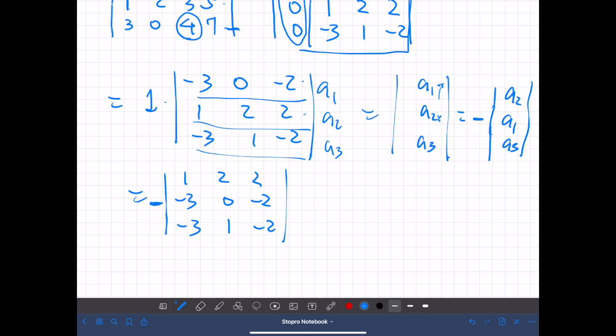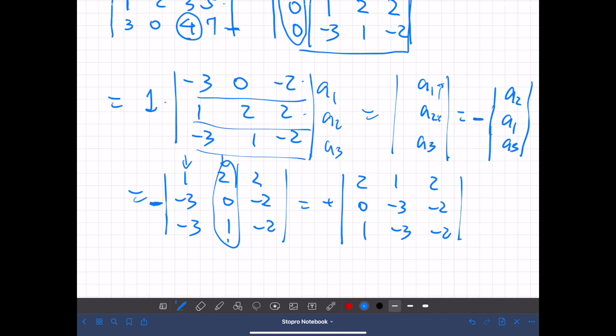Okay, now let's swap again the first column and the second column. Then we have another negative sign, so negative 1 times negative 1 is positive. So we have 2, 0, 1. So this column comes first, and the next comes 1, negative 3, negative 3, and 2, negative 2, negative 2.